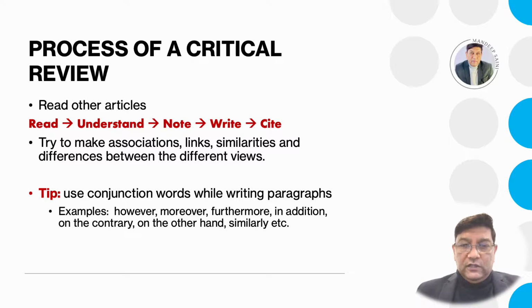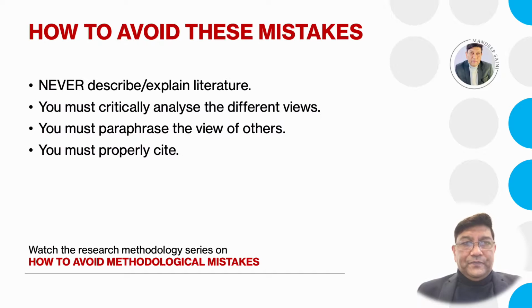Now you need to avoid some mistakes when you are writing critically. First, you should never just describe or explain the literature, the views of the other authors. You should never describe what author 1 stated, author 2 stated, author 3 stated. That is not a critical review, even though you are giving the citation there. You must critically analyze the different views: why there is a difference in the views, why there is similarity. Have they taken the same methodology, the same approach to come up with a conclusion?